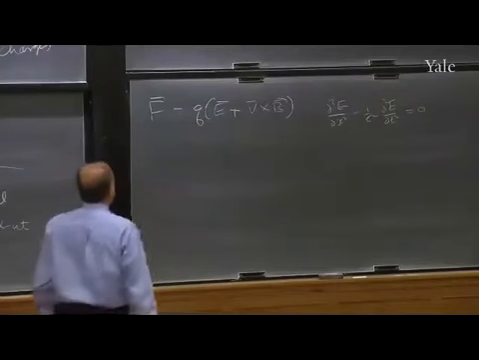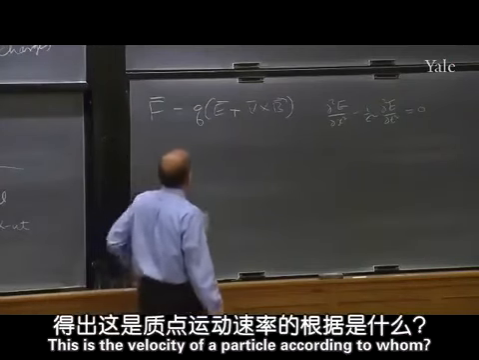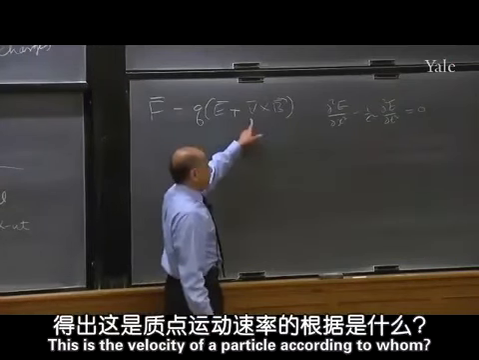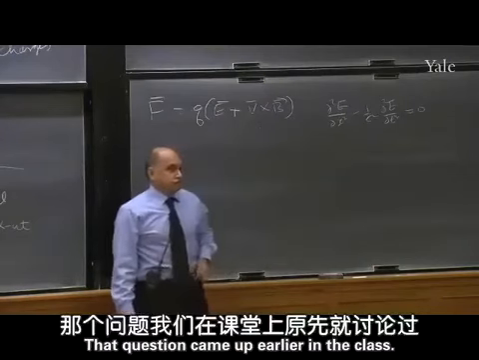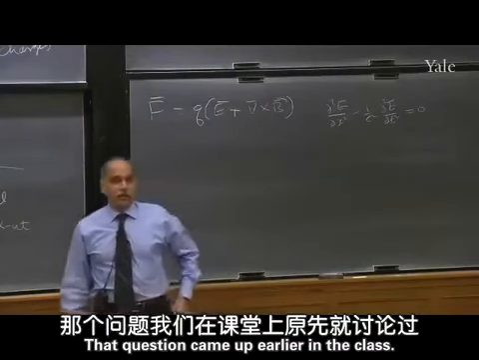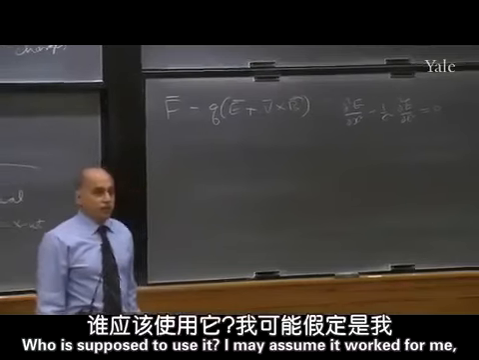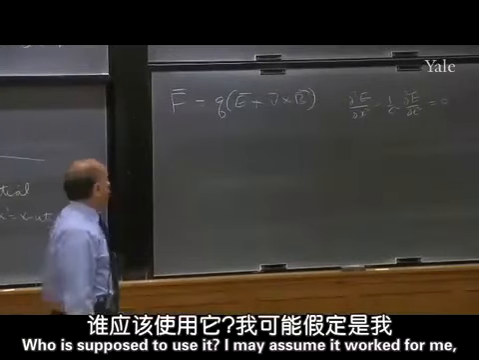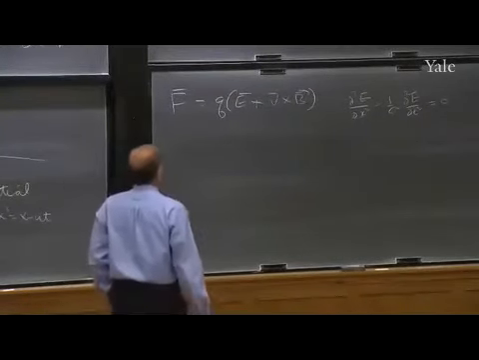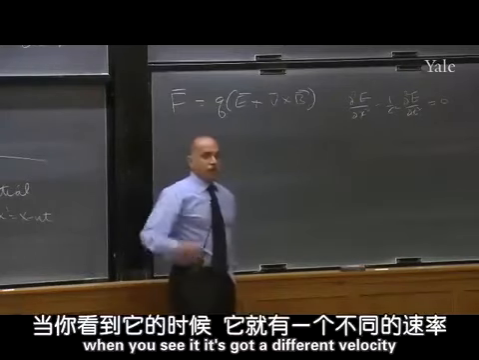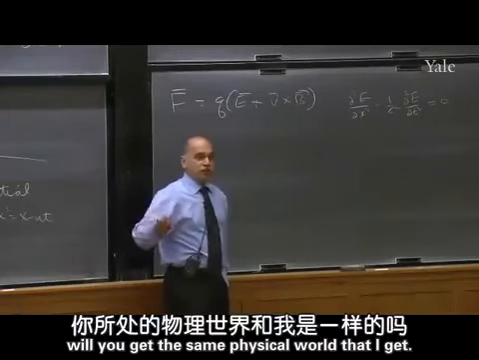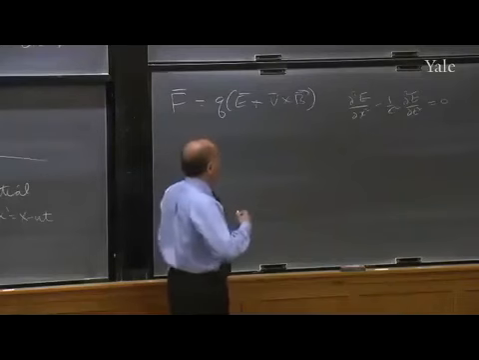Now comes the important question. This is the velocity of a particle according to whom? That question came up earlier in the class. Who is supposed to use it? I may assume it worked for me, but how do I know then when you see it, it's got a different velocity, will you get the same physical world that I get?